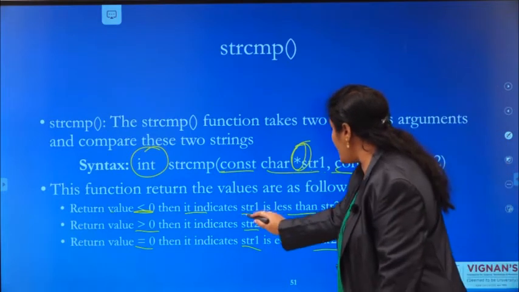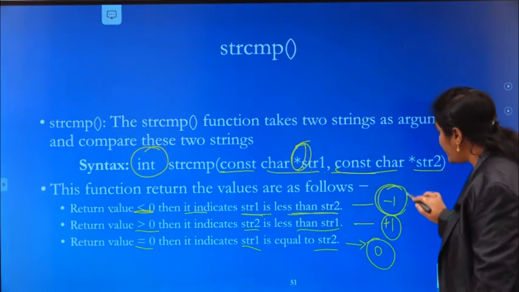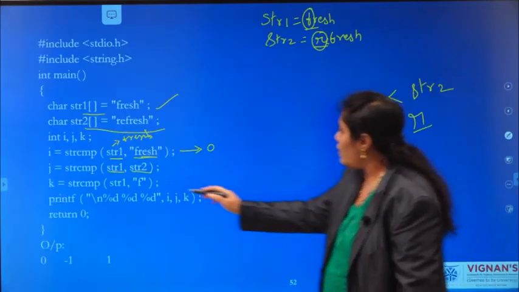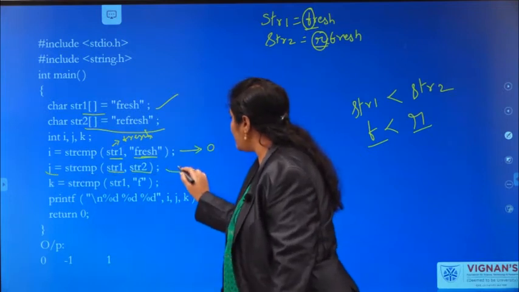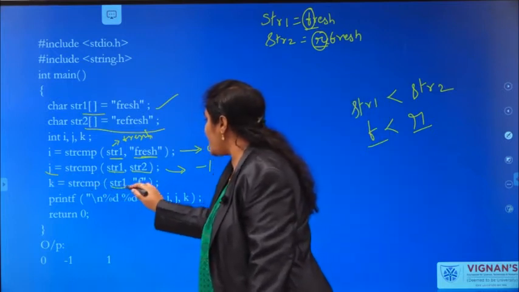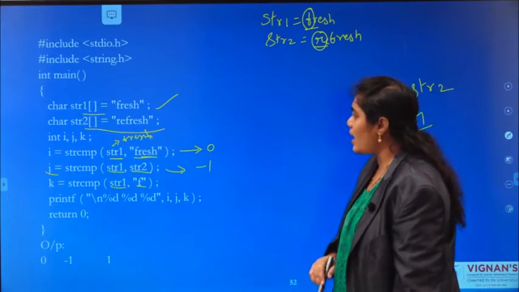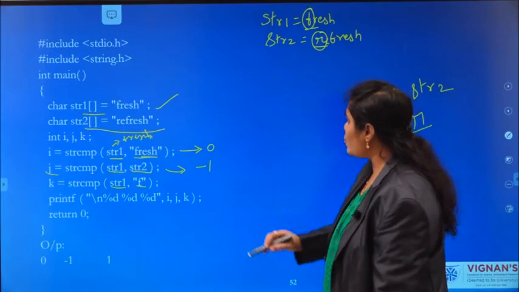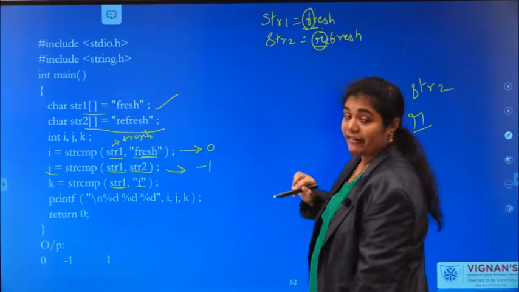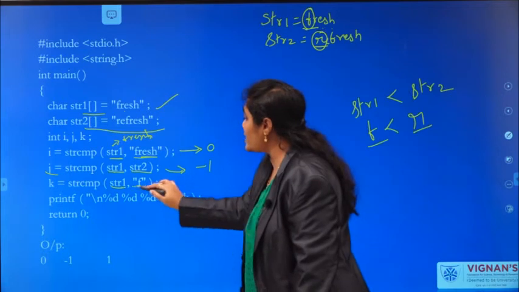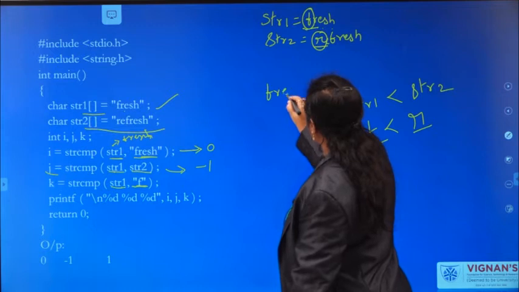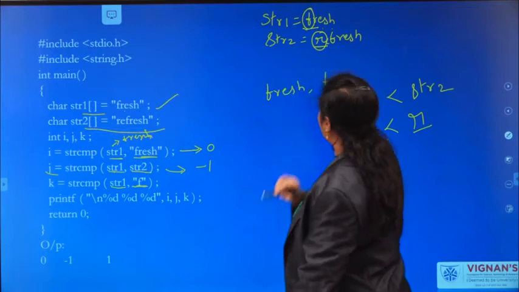See here, if str1 is less than str2, what does it return? -1. So definitely the value of J is -1. Now strcmp of str1 comma F. What is the value of str1? Fresh. And here what is the value we have? Only f. So you are going to compare fresh with f.